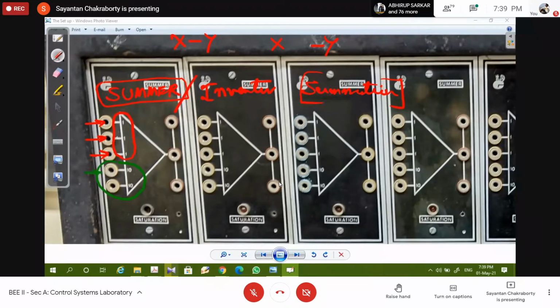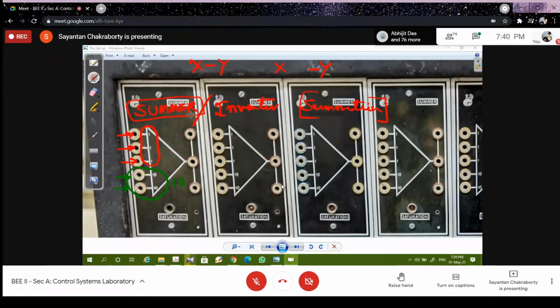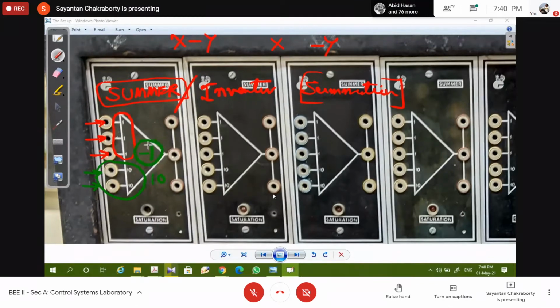Because whatever input you give here will be multiplied by a factor of 10. Now, why this 10 is required at all, that I will discuss. Another very important thing to mention here is that this summer is basically a multi-input inverter. That is, if you put A and B to its input, the output will be minus of A plus B. So it is basically an inverting summer.